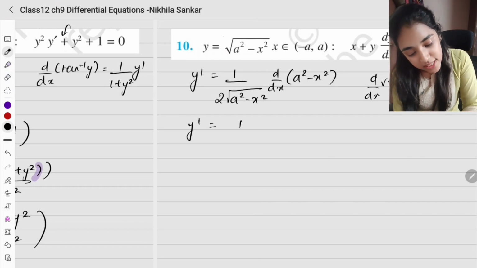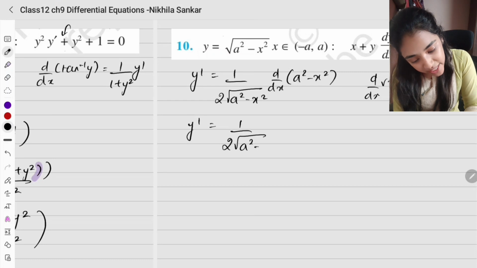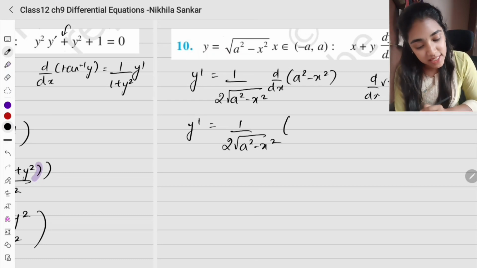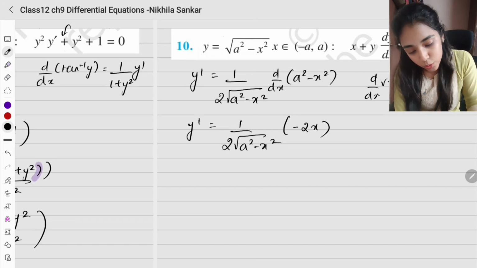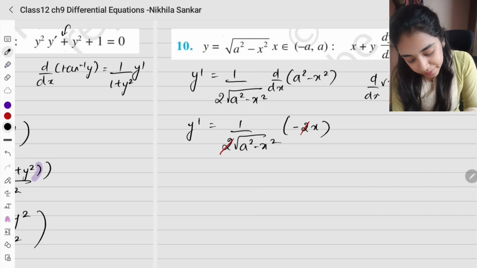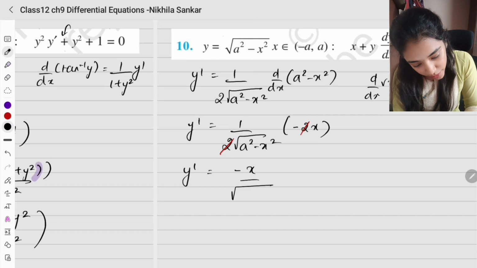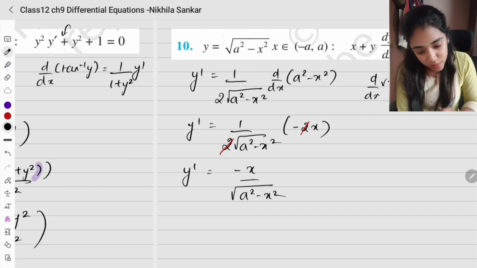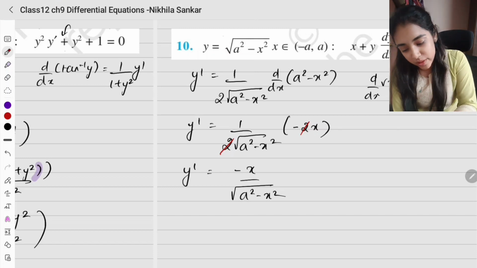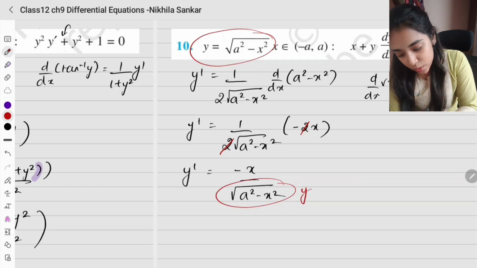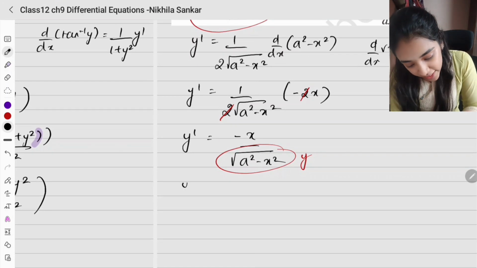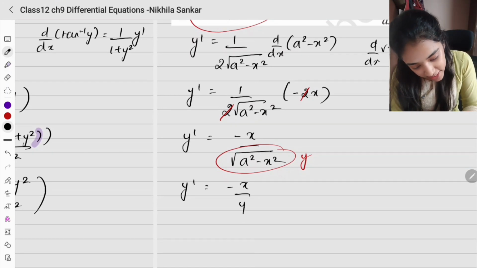So y dash equals 1 divided by 2 root of a square minus x square times what is inside the bracket. A square is a constant. So minus x square differentiated, I'll have minus 2x. When I cancel the 2 and the 2, I'll be left with this. So now I have y dash equals minus x divided by square root of a square minus x square. What is my square root of a square minus x square from the question? Square root of a square minus x square is simply y. So this is nothing but y. So substituting, I'll have y dash equals minus x divided by y.